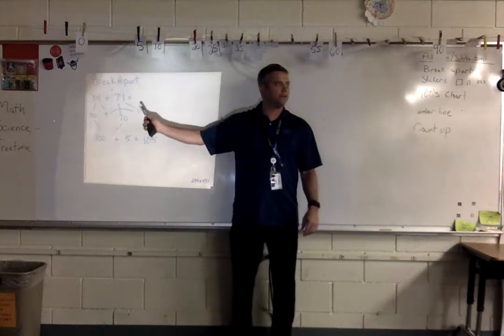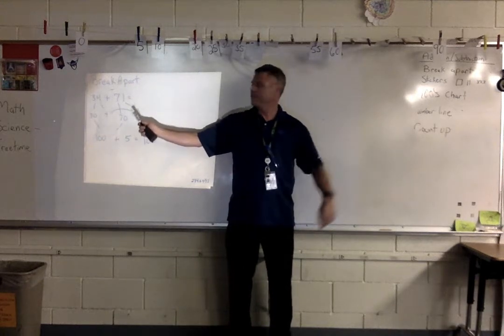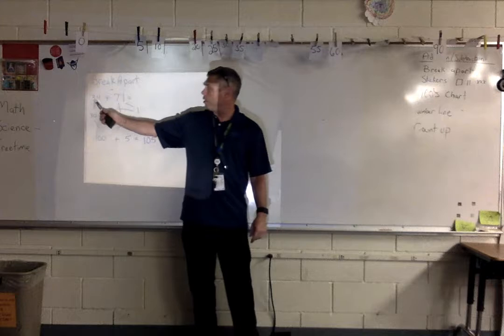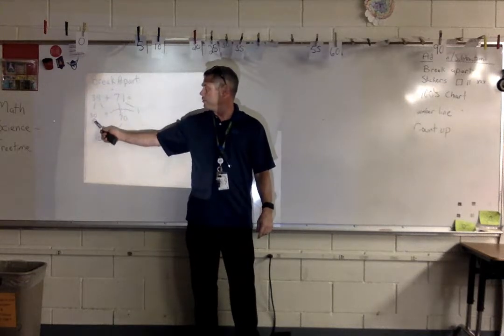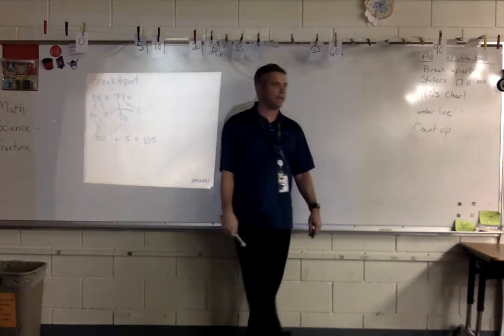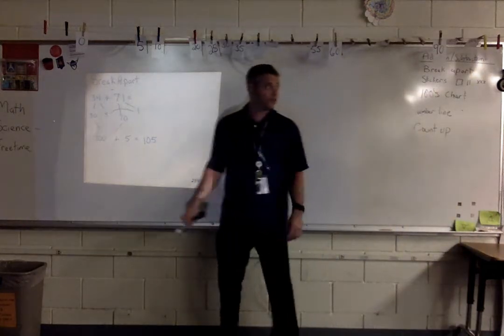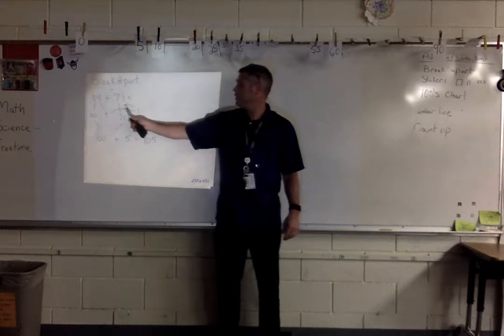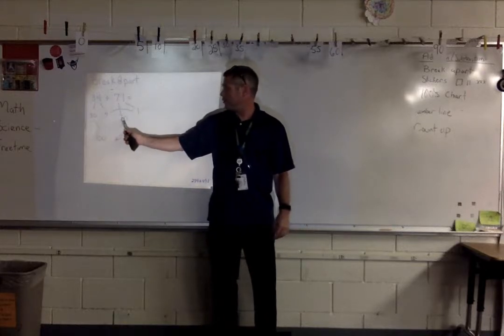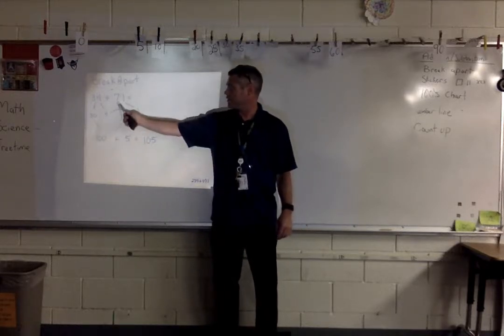Okay, so 34 plus 71. Can you see okay, Michael? You good? Okay. So then I broke it apart right here. 34 is really 30 plus 4. Everybody agree with that? Okay. And then I also have 71, and I broke it apart into 70 and 1. See, I've got my lines for those two.